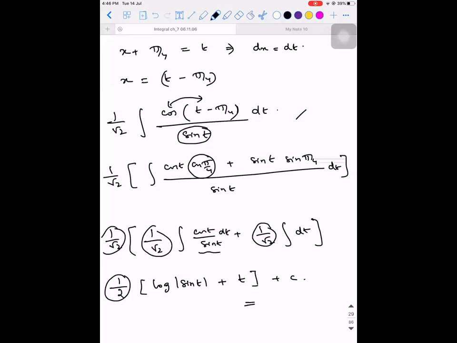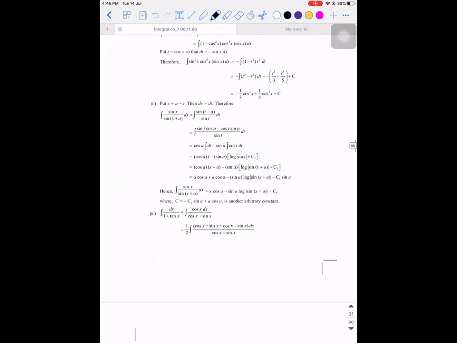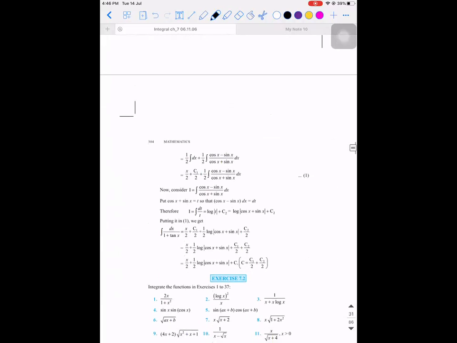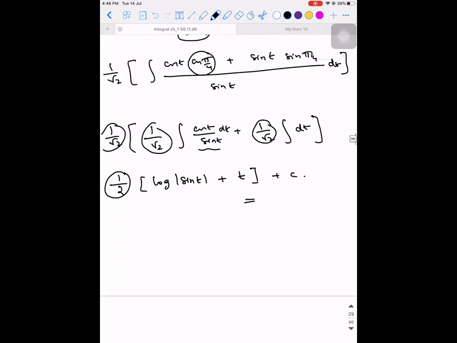So what is the answer for this question? Just a minute. So they have added and then subtracted and then proceeded. I told you, for trigonometry problems, you will get different answers.